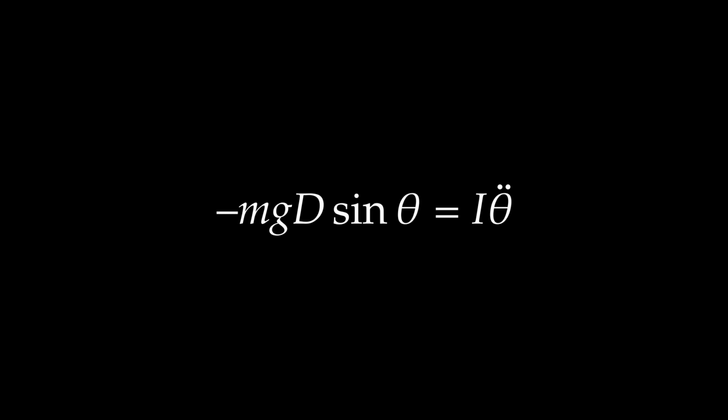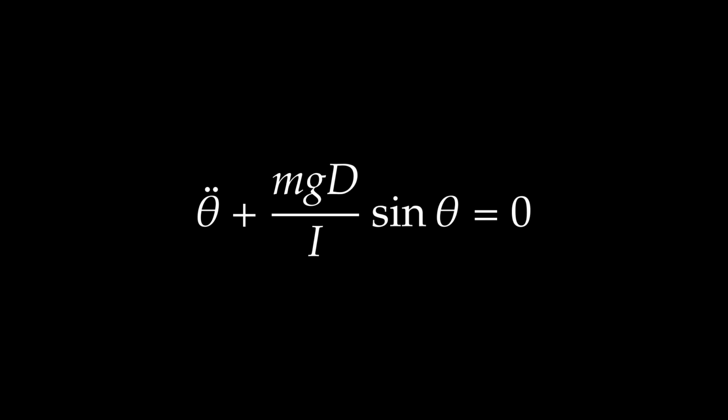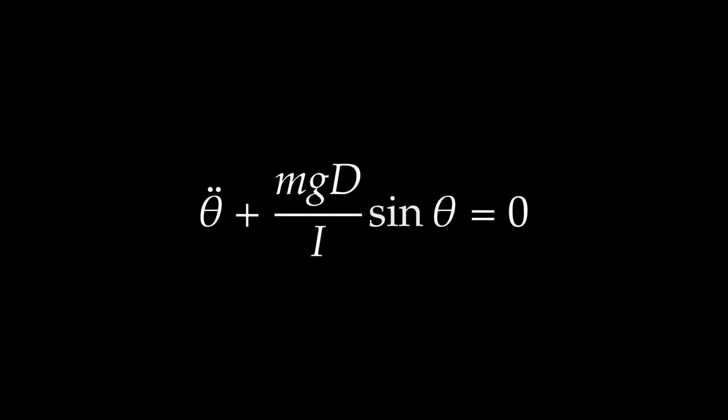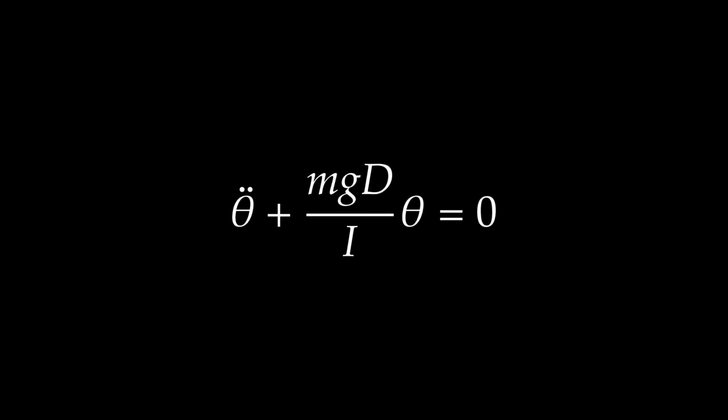Now I'm going to rearrange this, but I'm going to invoke the same thing I did in the simple pendulum solution. And I'm going to make the small angle approximation and suggest that the sine of theta for small angles is equal to theta, such that when I rearrange this equation, what I get is that theta double dot plus, and I have to look at all my constants that I have, mgd divided by the moment of inertia, I, multiplied by theta, is equal to 0.